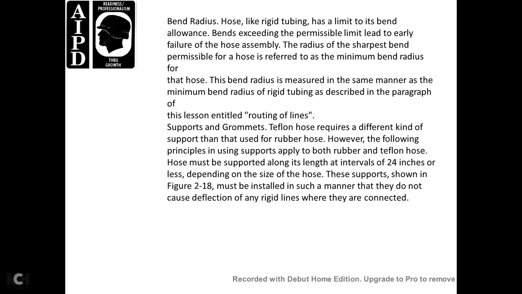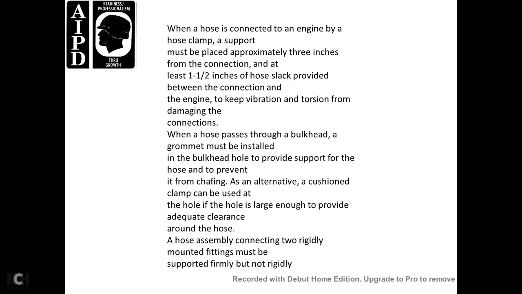Supporting and grommets. Teflon hoses require different kinds of support than rubber hose. However, the following principles of support apply to both rubber and Teflon hoses. Hoses must be supported along their length at intervals of 24 inches or less, depending on the size of the hose. The supports shown in figure 218 must be installed in such a manner that they do not cause deflection of any rigid lines where they are connected.